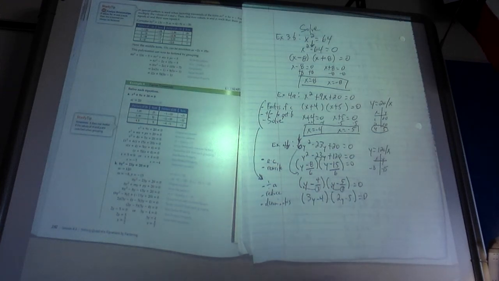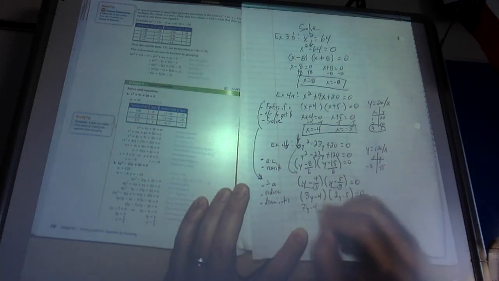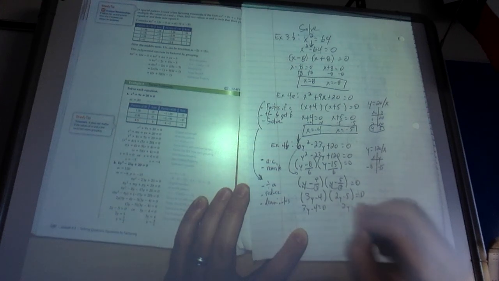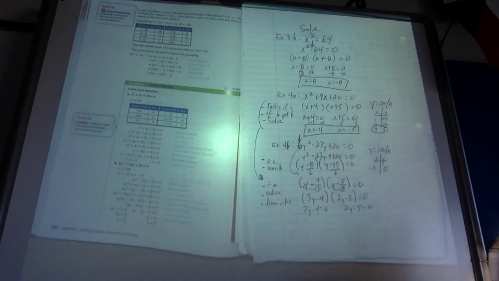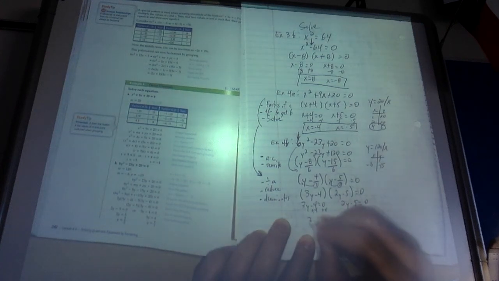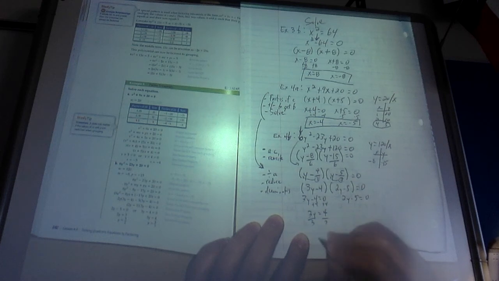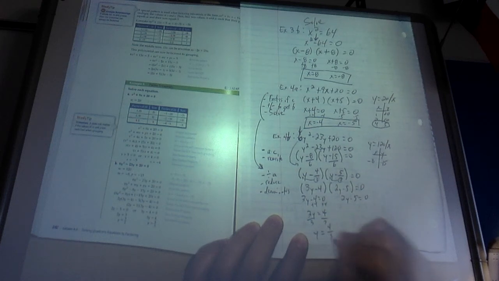But we're solving this. We're finding the roots or the zeros or the x-intercepts. So here's how we do it now. 3y minus 4 equals 0. 2y minus 5 equals 0. Set your factors equal to 0 and solve. So right here we're going to be plus 4. So I get 3y equals 0 plus 4 is 4. Divide by 3. I get y equals 4 thirds.